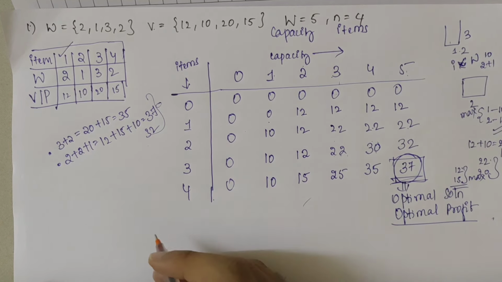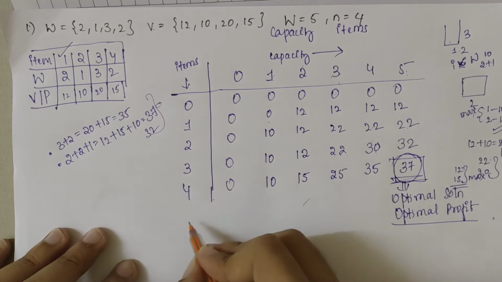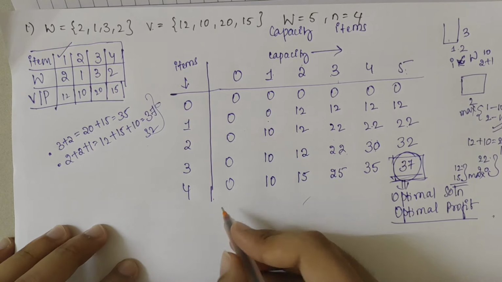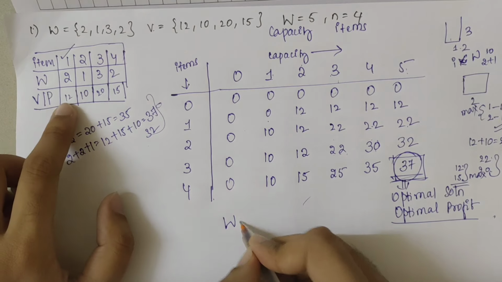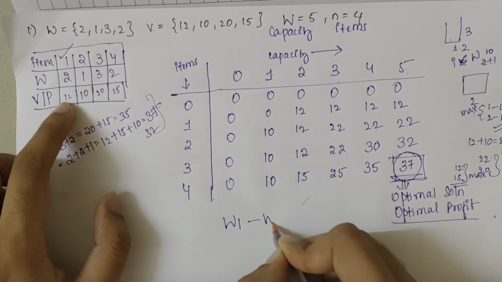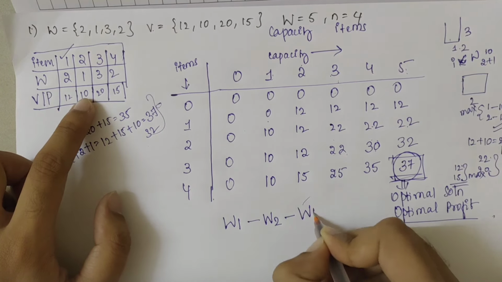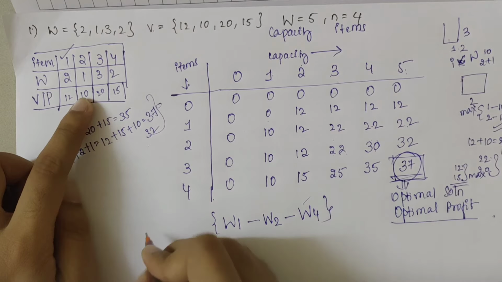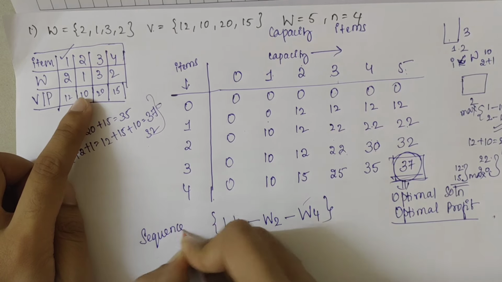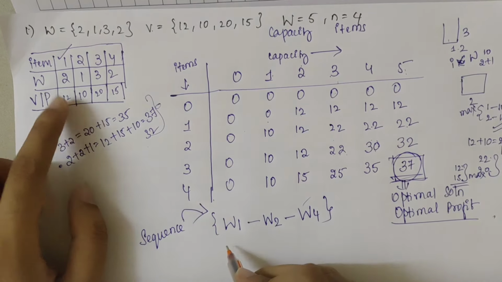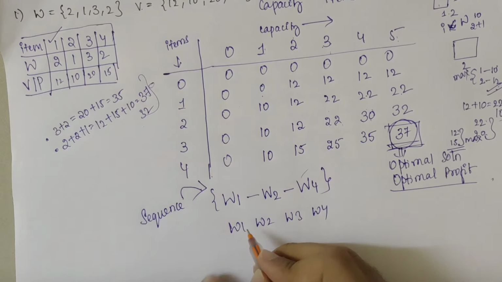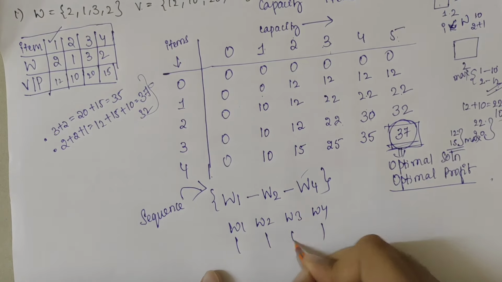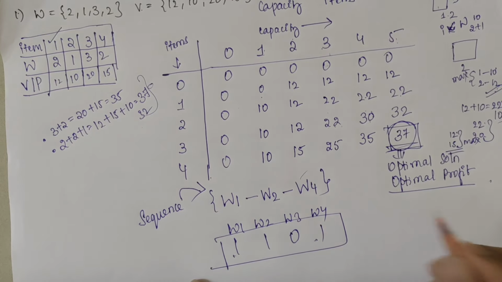which I can obtain. So in order to obtain the optimal profit, which are all the weights I have selected? So I have selected weight 1, and I have selected weight 2, and I have selected weight 4. So this is the sequence of weights that I have selected. So if I write all the weights W1, W2, W3 and W4, I can write 1, 2 and 4 are selected. 3 is not selected. I can represent it as 1 1 0 1.